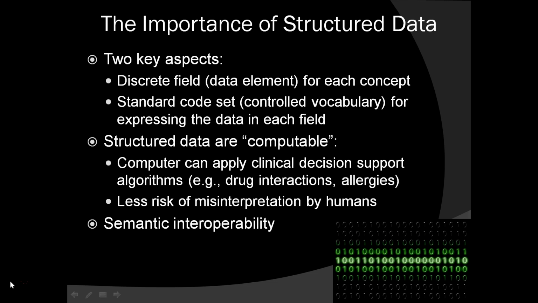Structured data are computable. Computers can apply clinical decision support algorithms, such as drug interactions and allergies, and there is also less risk of misinterpretation by humans. Because they can be used directly by computerized clinical decision support algorithms, structured data are computable. And then semantic interoperability. Semantic is the study of meaning. Two systems exchanging a scanned note are interoperable, but they are not semantically interoperable. If they exchange a coded allergy list using a common coding system, then they would be.